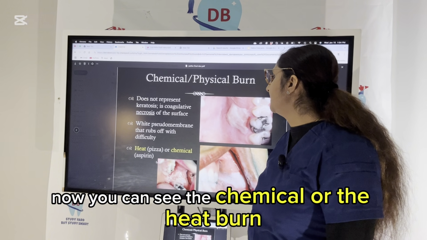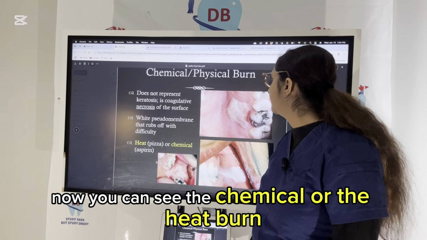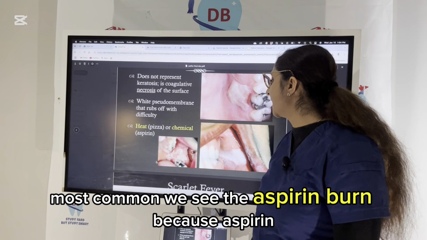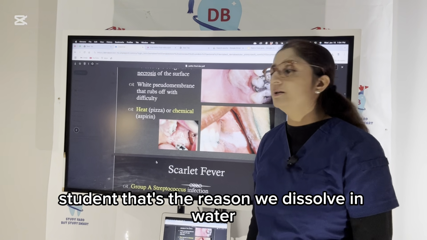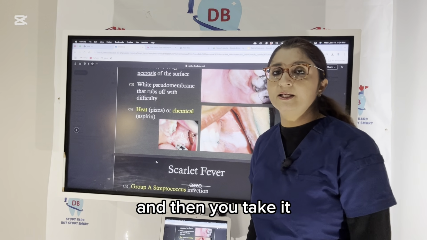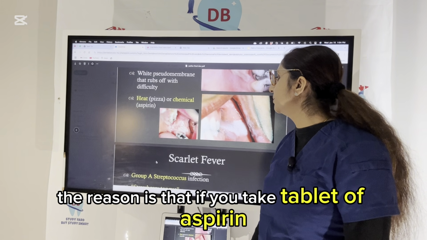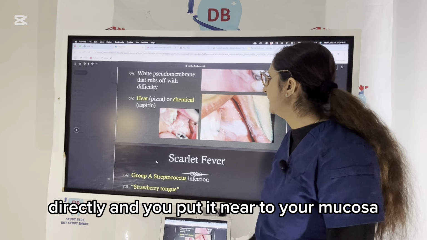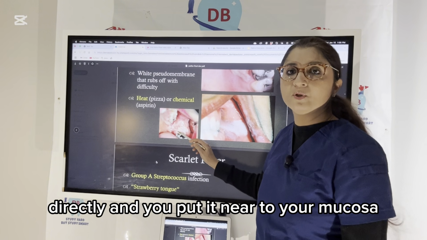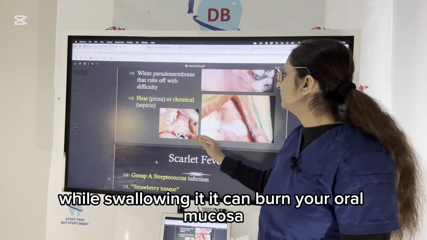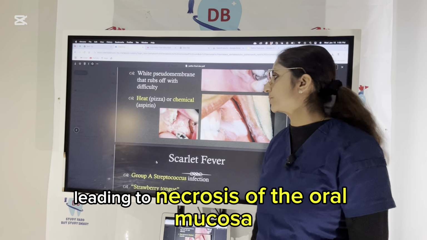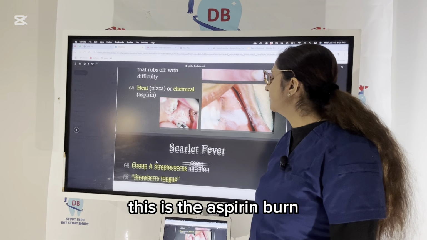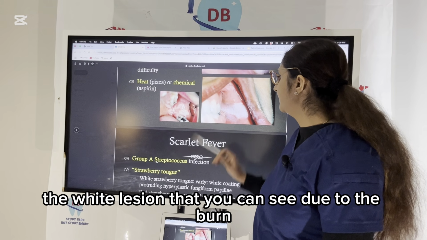Now you can see the chemical or heat burn. Most commonly we see the aspirin burn, because aspirin, students, that's the reason we dissolve it in water and then take it. If you take a tablet of aspirin directly and put it near your mucosa while swallowing it, it can burn your oral mucosa, leading to necrosis of the oral mucosa. This is the aspirin burn, the white lesion that you can see due to the burn.